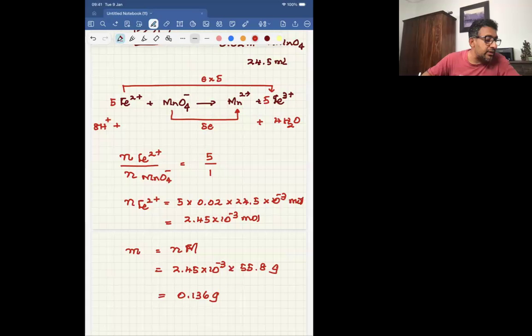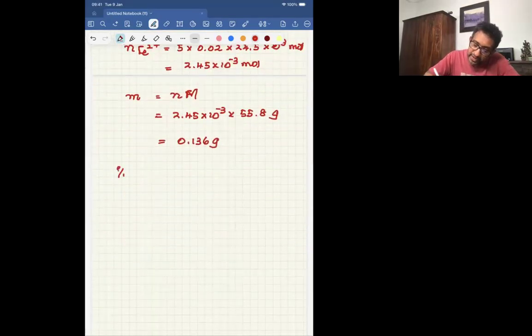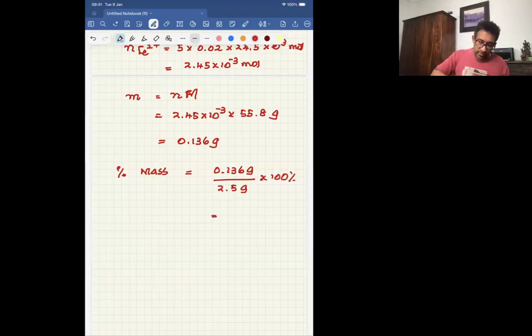So what do they ask? Calculate the percentage mass. The percentage mass is equal to 0.136 grams out of 2.5 grams, multiplied by 100%. 0.136 divided by 2.5 multiplied by 100% is equal to 5.44%. Did you get that? 5.44. Everybody okay?